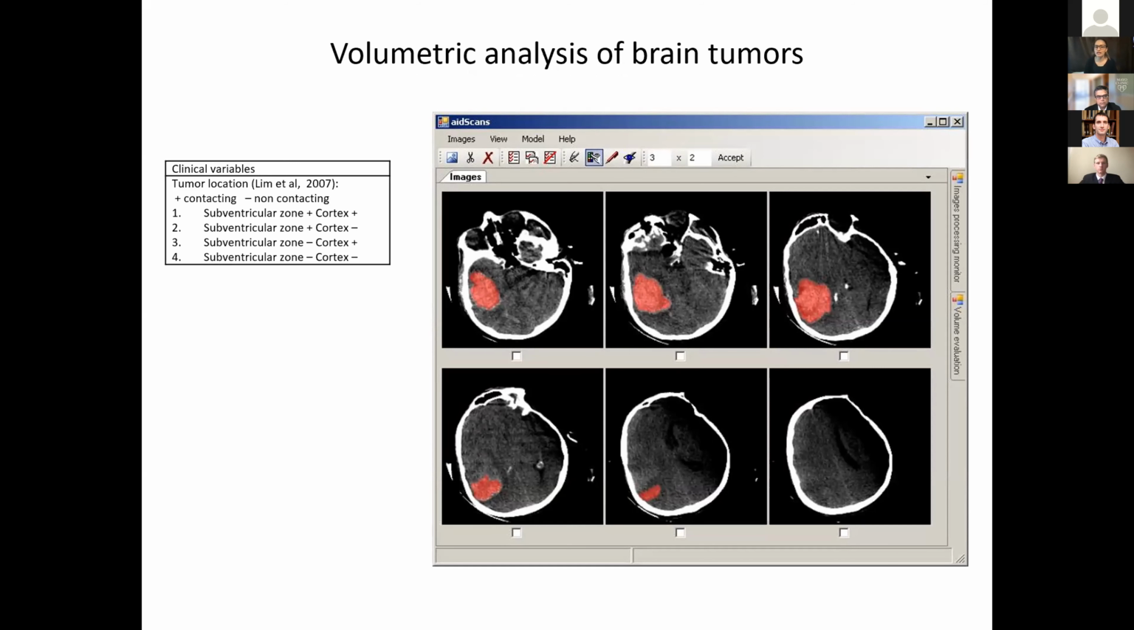We are doing volumetric analysis of brain tumors according to a classification that was published by Lim and colleagues in 2007. We want to see if tumors that are in closer contact with the subventricular zone of the lateral ventricle, we want to evaluate if there is any correlation with SERPINA3 in these periventricular tumors and if SERPINA3 has a contributing role in the malignancy of these tumors.